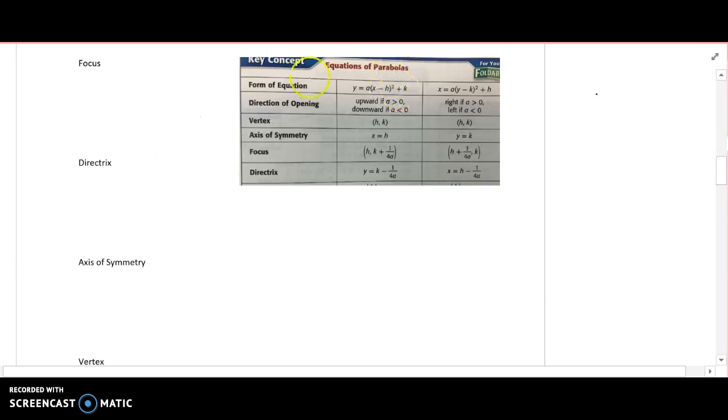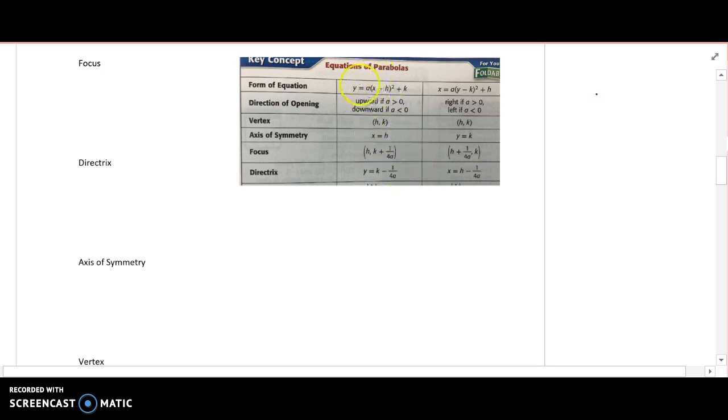Nice chart that details all the important terms, what the equation would look like, what direction it's going to open, what we know about the vertex, the axis of symmetry. The focus equation and the directrix equation are a little bit hard to understand, so we're going to look at them in a slightly different way.